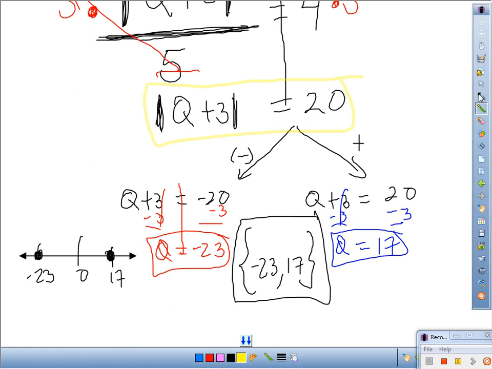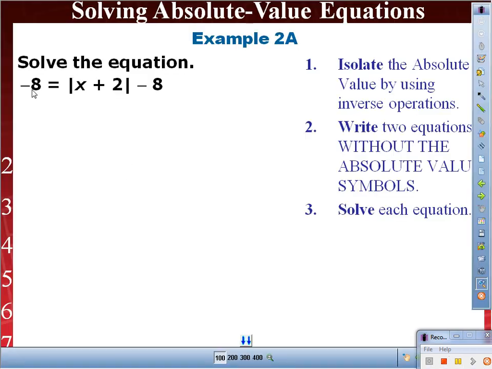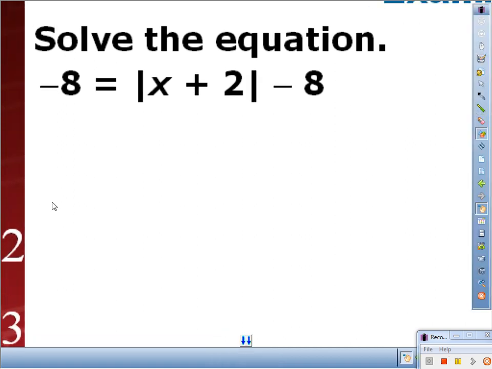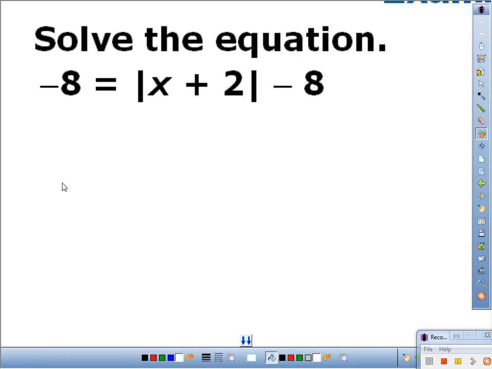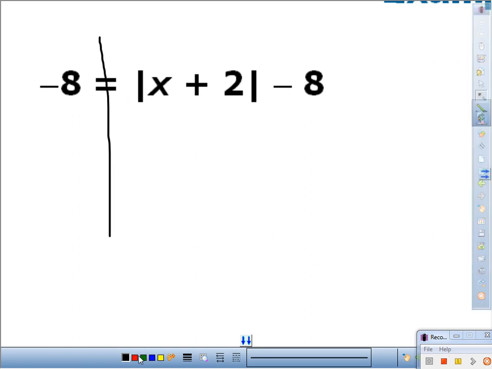All right. So now we arrive here. Copy this one, example 2A. You don't have to copy the instructions, so we know we're solving. Let's do this one together. Line down the equal sign. Is the absolute value by itself? No. What's outside of it? Minus 8. So what is the inverse? Plus 8.